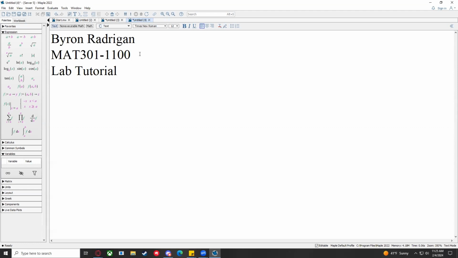So I'm going to call this lab tutorial. And now I'm going to start using these things up here. I like using these to organize my information. Again, they're not really necessary, but they're pretty cool to organize my information.